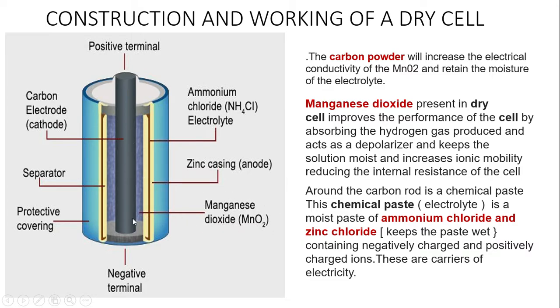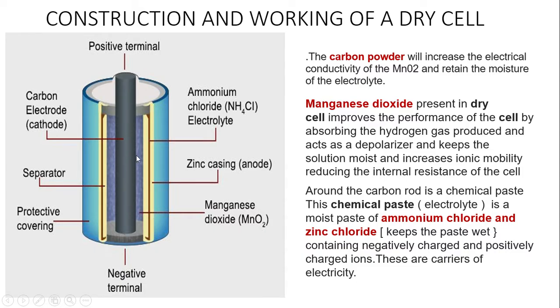Manganese dioxide present in this dry cell improves the performance of the cell by absorbing the hydrogen gas which is produced after the chemical reaction that takes place, and acts as a depolarizer, keeps the solution moist and increases the ionic mobility, reducing the internal resistance of the cell.